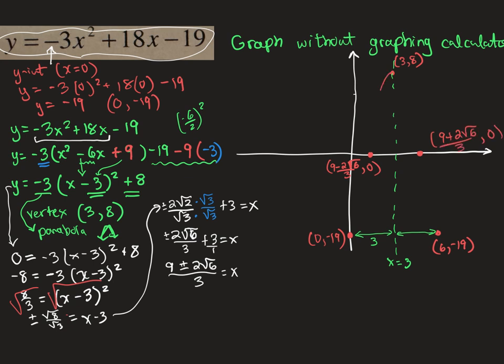And now we could probably draw a pretty good parabola through that. We now have 5 points. We have our x-intercepts, we have our y-intercept, and we have our vertex. So not a bad graph, and yeah, there we go. Hopefully that helped.